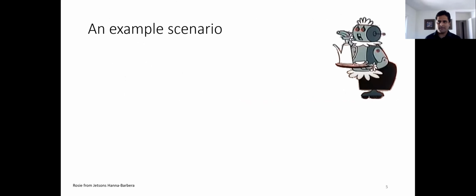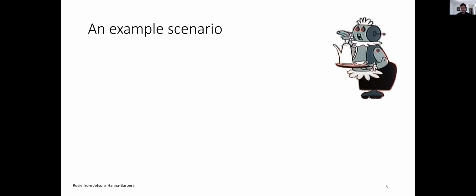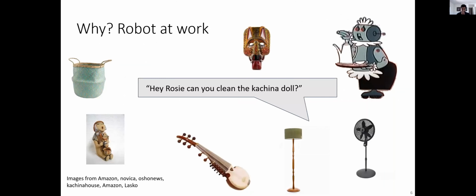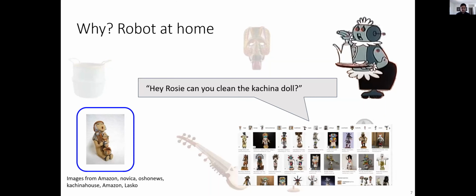So an example scenario might be this. Rosie from the Jetsons is a big example because she can do a lot of home tasks in the Jetsons. And we can ask Rosie to clean the Kachina doll. And our house might be just filled with different objects that the robot might have no idea about. And so this is the Kachina doll, and it doesn't just come in that form. There are multiple types of Kachina dolls. And two different dolls don't look anything alike because they're handmade by Native Americans, and they're very special and expensive dolls. So cleaning them is actually an expensive, risky chore.